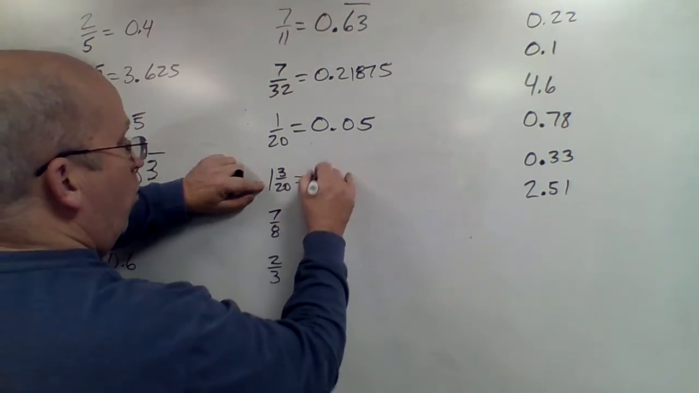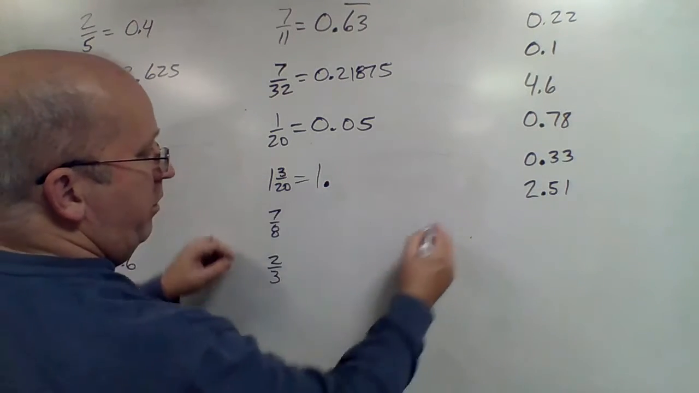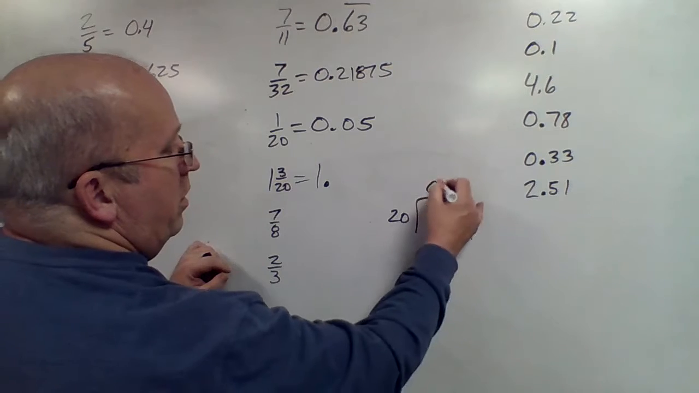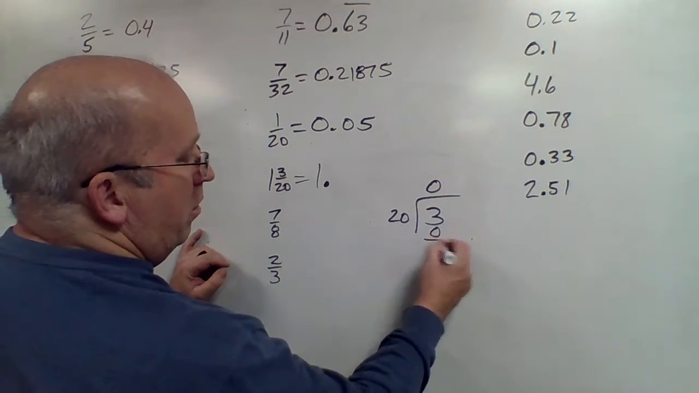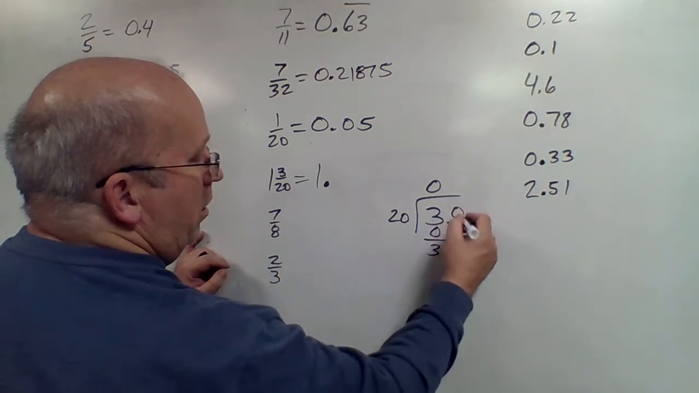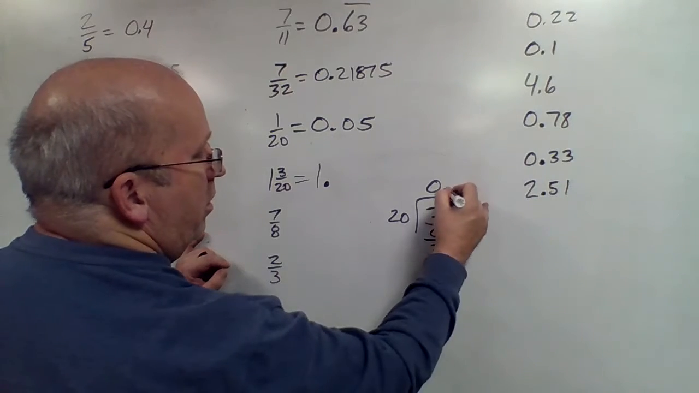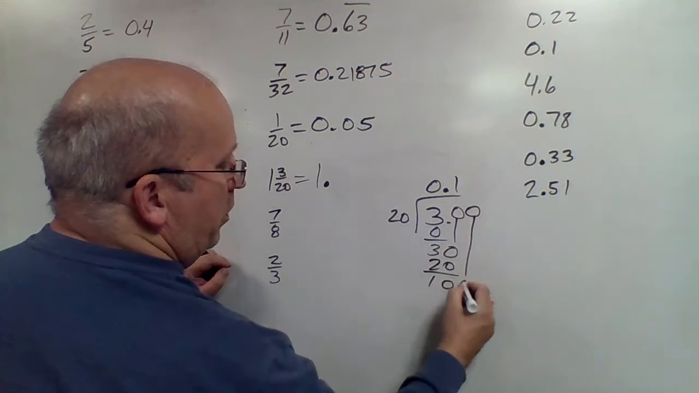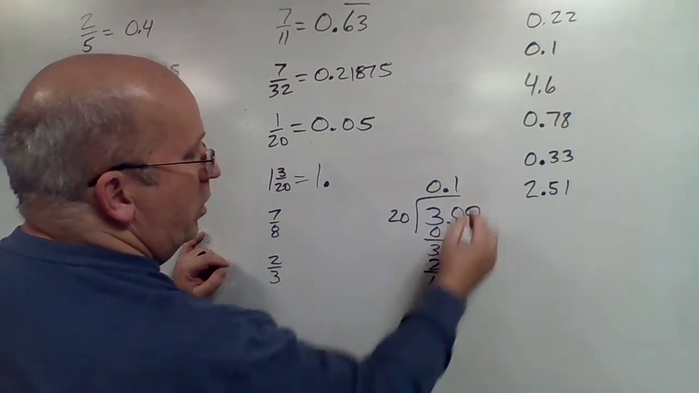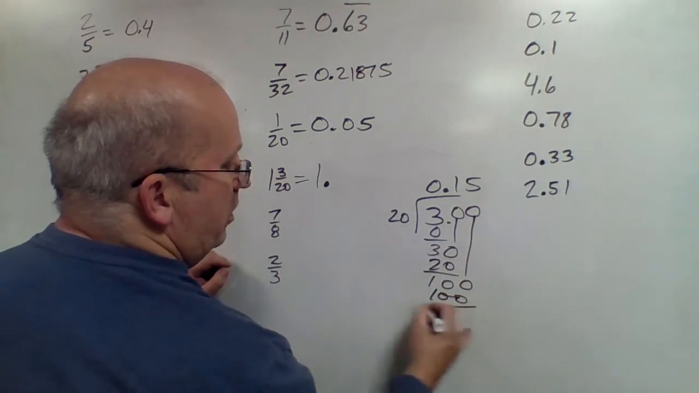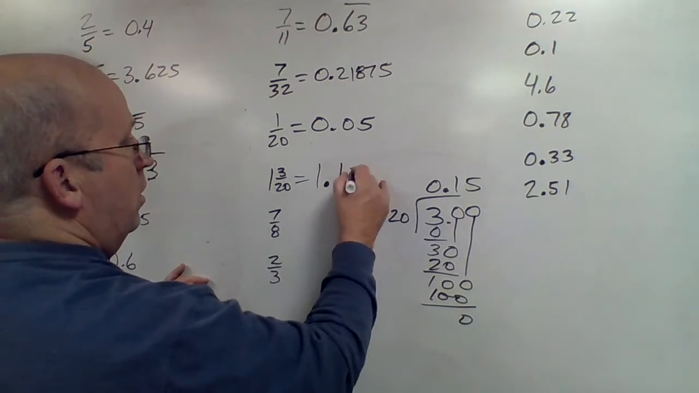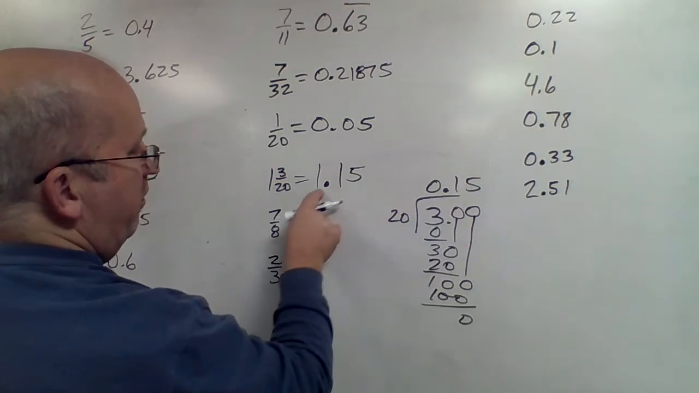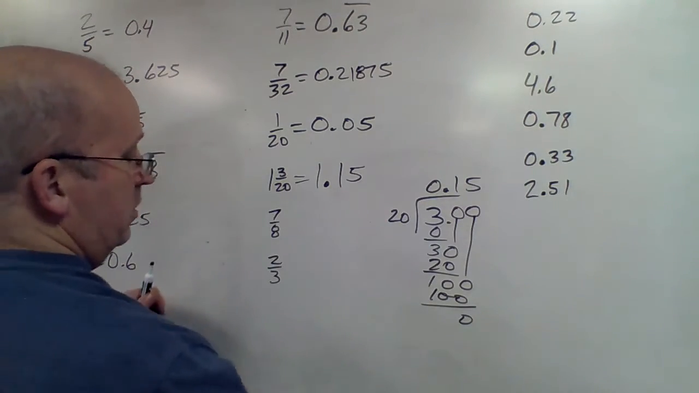We're going to write 1 point, and then we've got to figure out what 3/20 is. 20 goes into 3 0 times. But 20 goes into 30 1 time. Bring down another 0. 20 goes into 100 5 times. Yay! Remainder of 0. So 1.15, because we put that 15 at the end. 1.15.